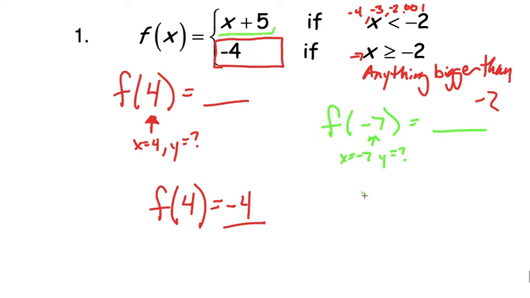I just need to plug in whatever they told me. So instead of saying x plus 5, I'm going to say -7 plus 5, which gives me an answer of -2. So f of -7 is -2. That's how you would go about evaluating piecewise functions.